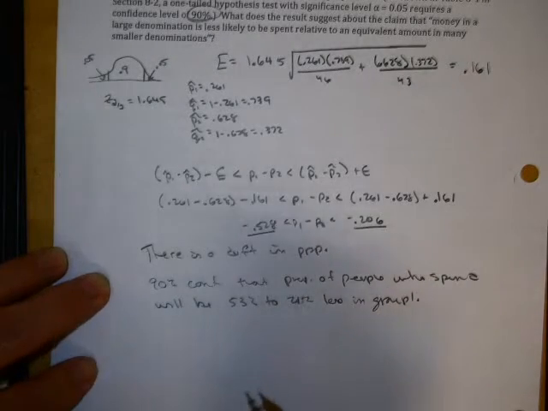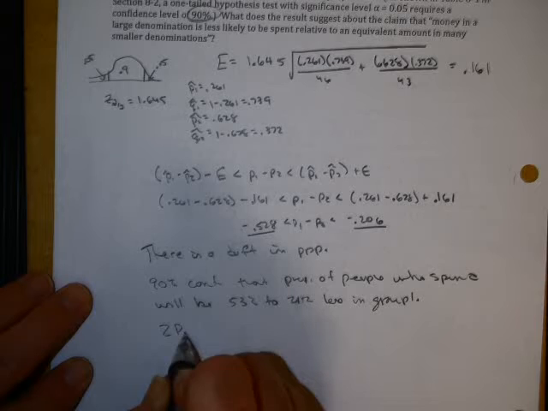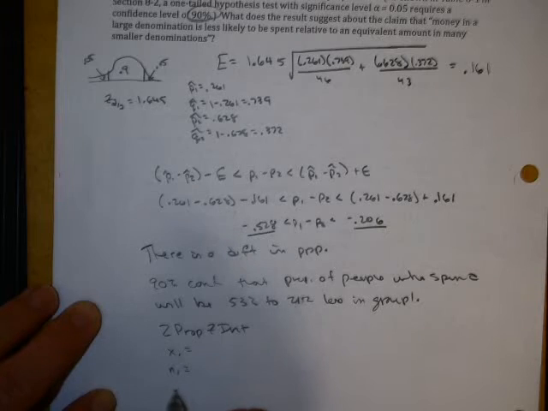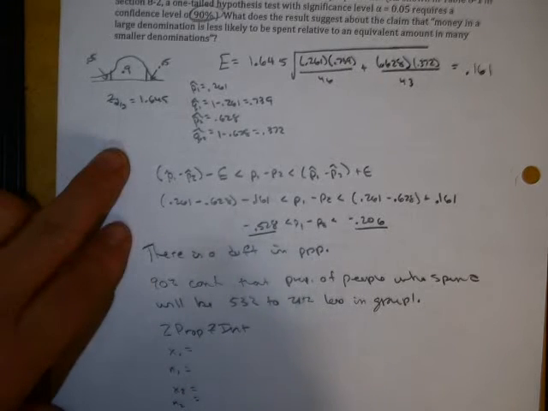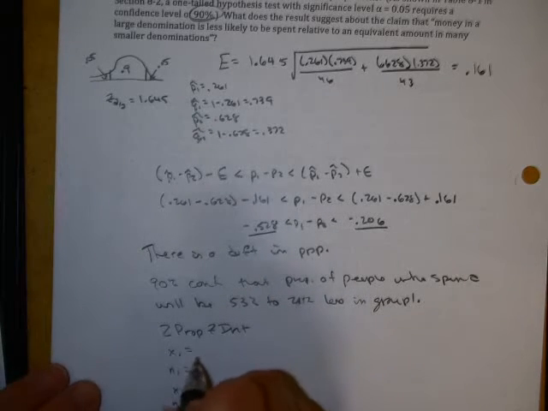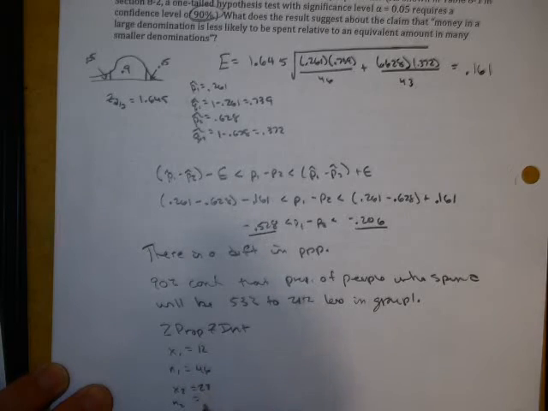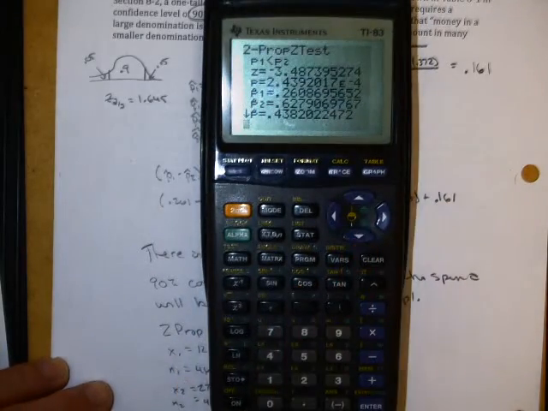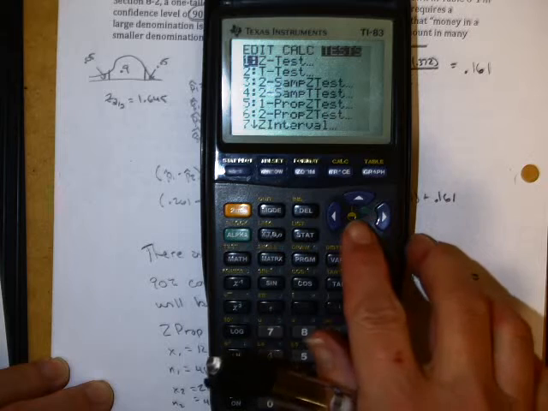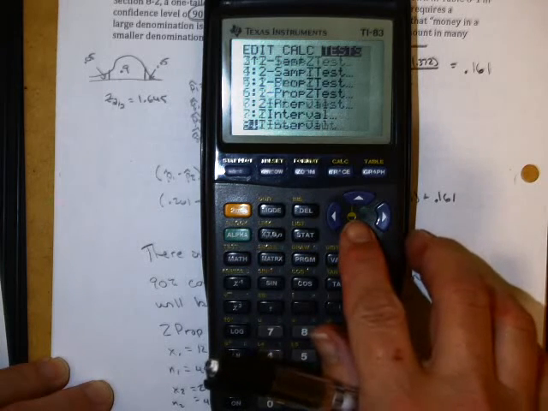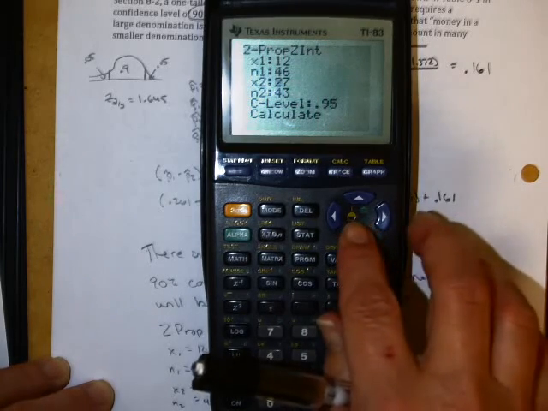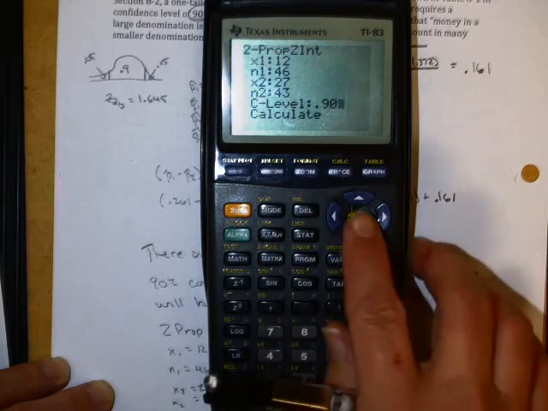Okay, so this can also be done on the calculator doing a 2-prop z-int. Again, you'll have to put in your x1, n1, x2, n2. And in this case, we wanted a 90% confidence level. So that's going to be 12, 46, 27, and 43. On your calculators, if you've already entered those into your 2-prop z-test, they will stay there for your 2-prop z-int. My numbers are already there. I just need to make sure that it has a confidence level of 90%.